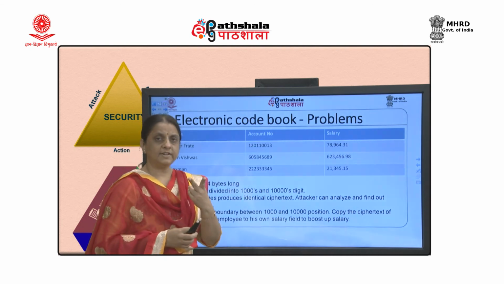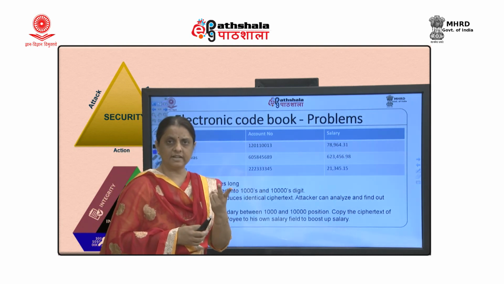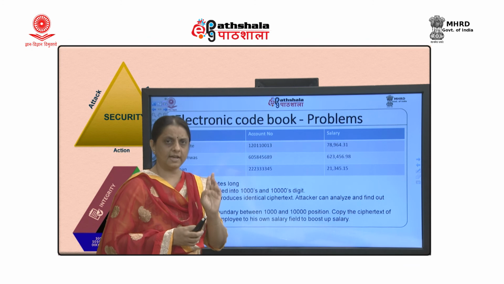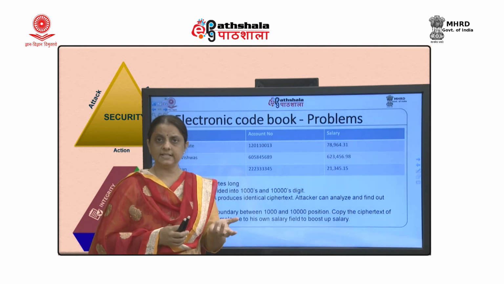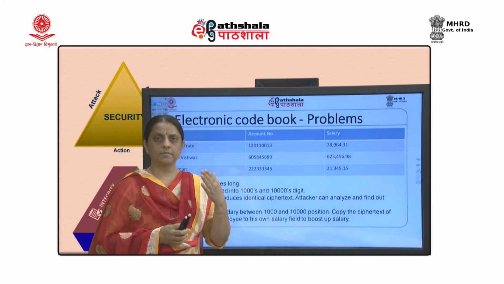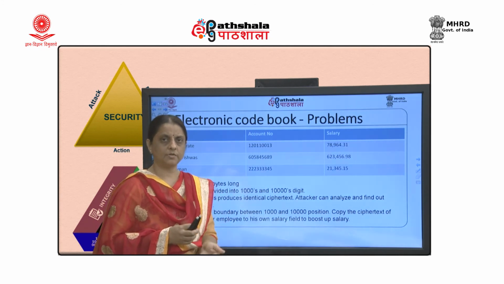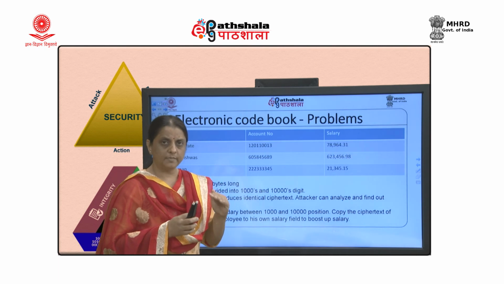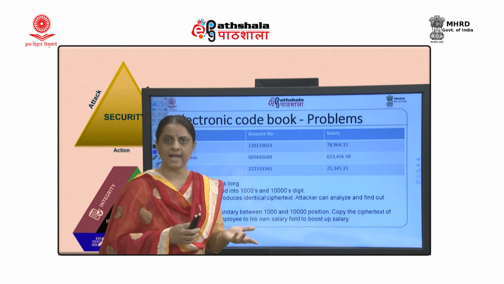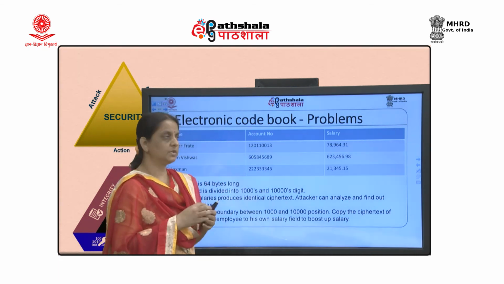So, if two ciphertexts are the same, the analyst can find out that these two employees have the same salary. Another problem is, since there is a distinction between the 1000 and 10,000 positions, the analyst can copy the 10,000 position into the position of an employee who does not have a salary in the 10,000 field.